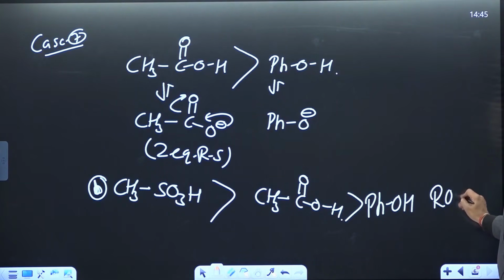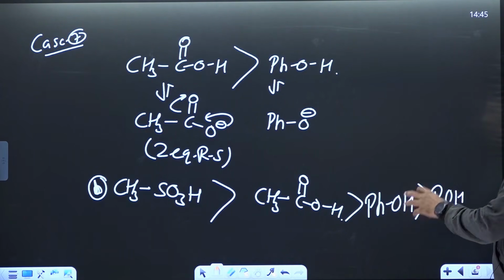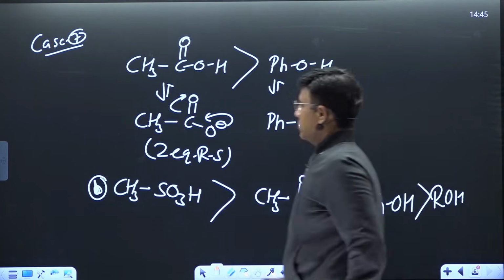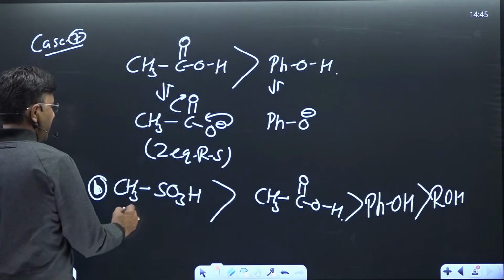Which is more acidic, phenol or alcohol? Phenol, because its conjugate is resonance stabilized. The alcohol's conjugate does not have resonance. So there is a general order: sulfonic, carboxylic, phenol, alcohol. The conjugate of sulfonic has 3 equivalent resonating structures.